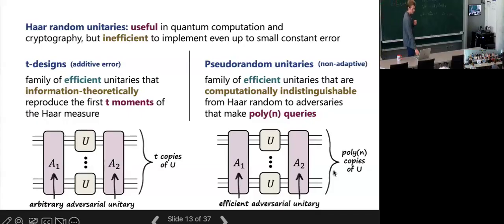And for pseudorandom unitaries, this is what we call non-adaptive security, because you can't adaptively query the unitary, but you do it all in parallel. And again, there's a stronger security notion, which is called adaptive security, which I'll get back to later. But for now, I want to take these additive error or non-adaptive definitions as the ones. But yeah, you're right that in general, for T designs, you can amplify your way from additive to relative error at the expense of additional depth. And for pseudorandom unitaries, the two are really somewhat different.